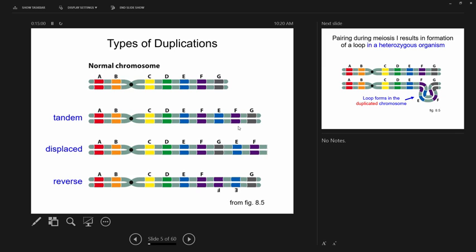So we're talking about the E and F regions, right? Let's look at the normal chromosome up here. Just look at this one on the top. Now, if you had an inversion involving the E and F regions, what would it look like?